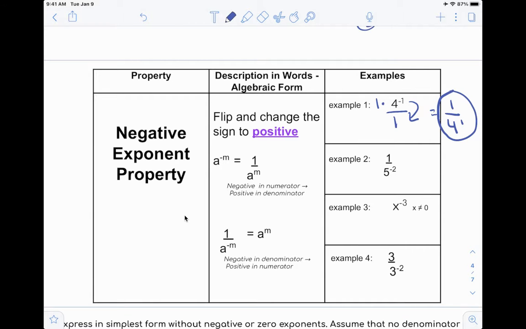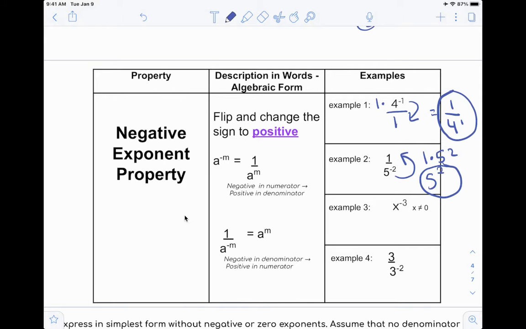Last Friday, you actually explored this idea and zero exponents as well in your inquiry activities. So today we're actually using the rule that you explored on your own on Friday. So in example 2, we have 1 divided by 5 to the negative 2 power. A negative exponent means flip it and make the exponent positive. So this is the same as 1 times 5 squared, which is equal to 5 squared, which I could write as 25 or leave it just like it is.